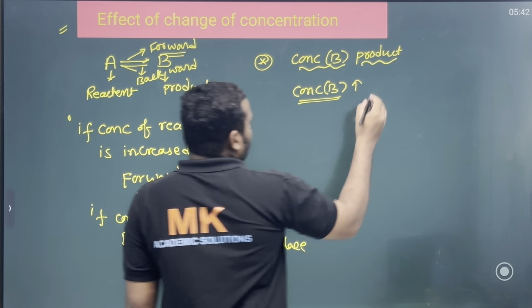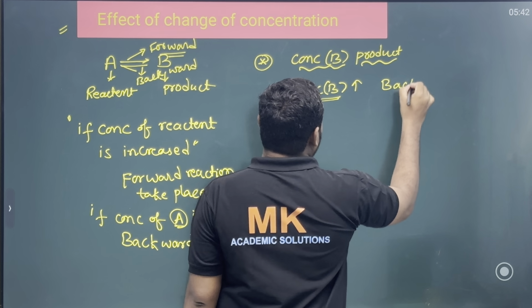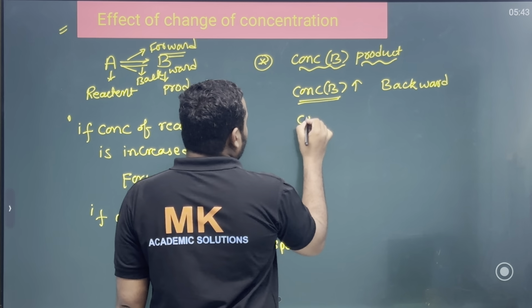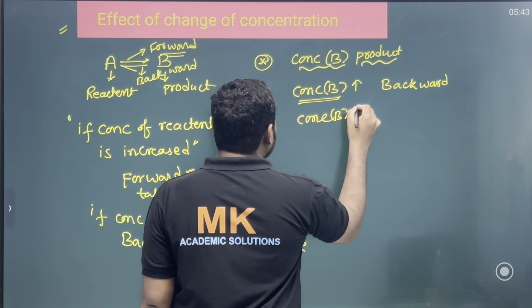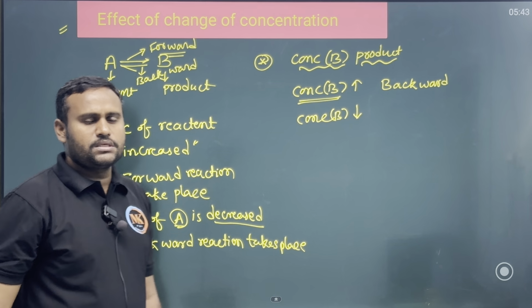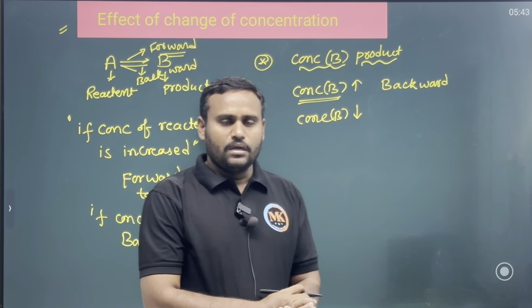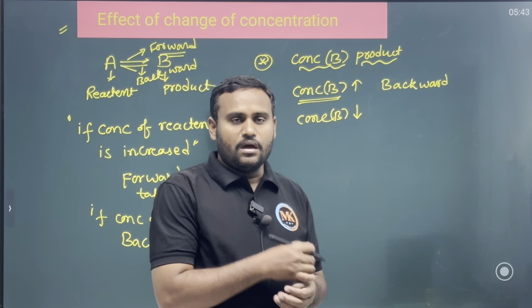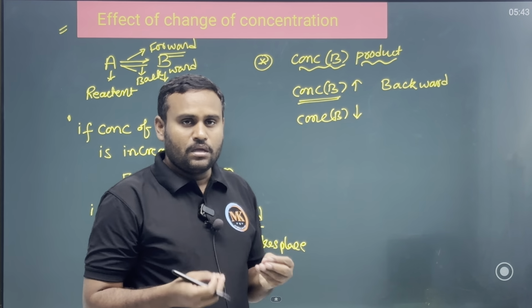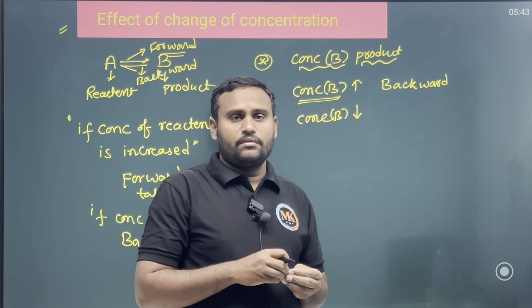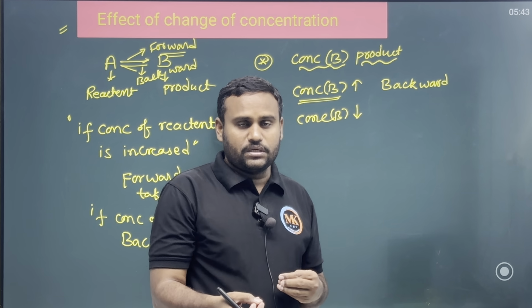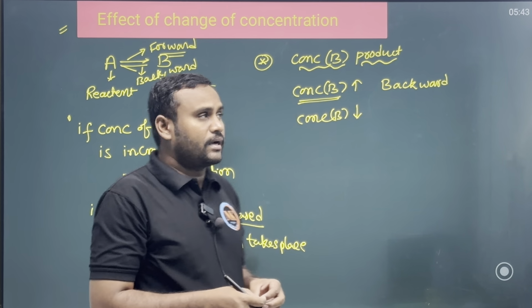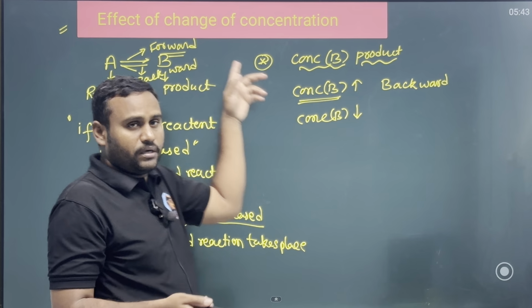So here the backward reaction is going to take place. If the concentration of B is decreased, how can we decrease the concentration of B? Simply by removing some amount of B after attaining the equilibrium. After attaining the equilibrium, if you remove B, the concentration of B is very low compared to the equilibrium state. So what will happen here? Some amount of A is converted into product B.